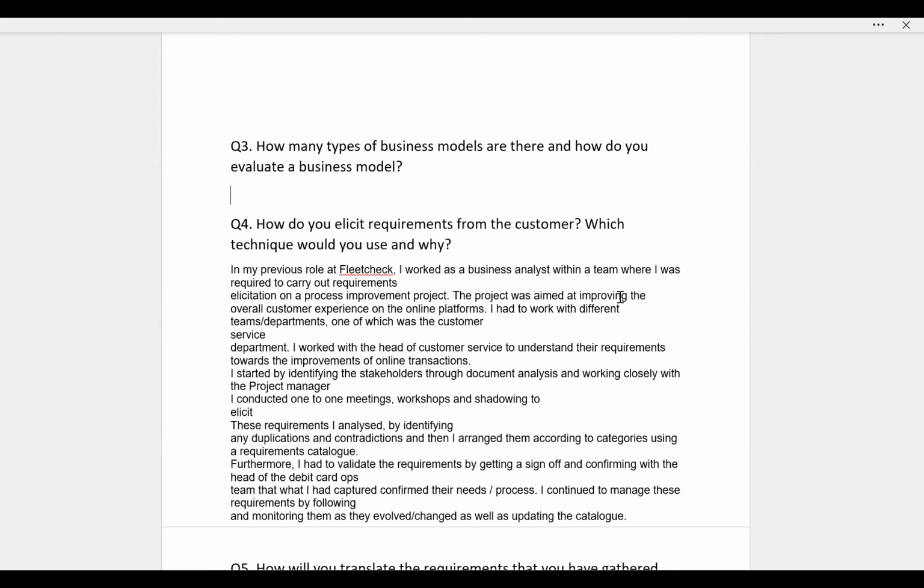Then you can say that I conducted workshops, I prepared my questions, and I conducted structured interviews. Whatever questions I prepared, I asked those questions. You can say that from the document I received, I created a draft document of my understanding and created some process flows. Then I showed those documents to the customer and asked whether my understanding was correct. If I had a question, I asked it. Like that, I asked questions and gathered the requirements.